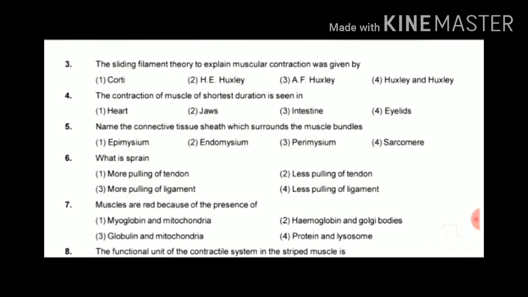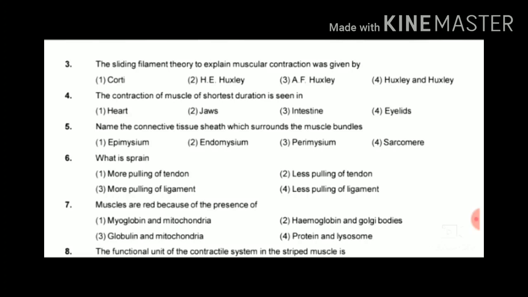Epimysium is the outermost layer of the connective tissue encircling the whole muscle, whereas endomysium surrounds the individual muscle fiber and perimysium surrounds each fascicle, and sarcomere is the functional unit of striated muscle. It represents the unit between the two Z lines. So the answer is option number 1, epimysium.